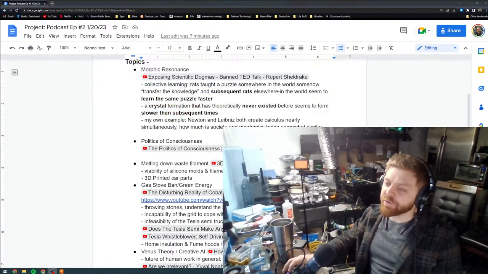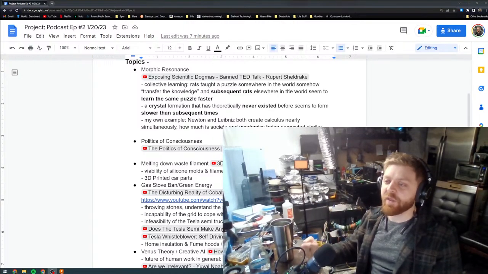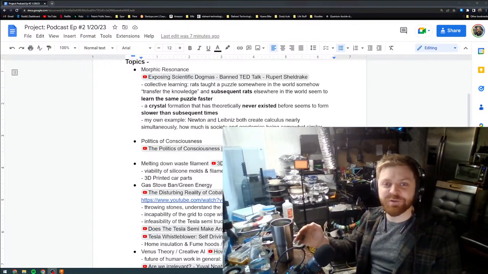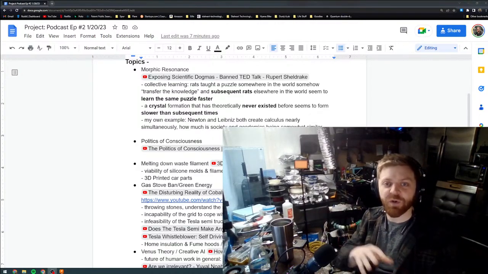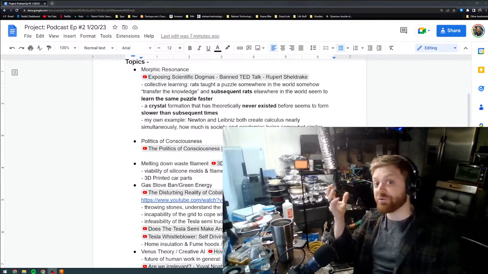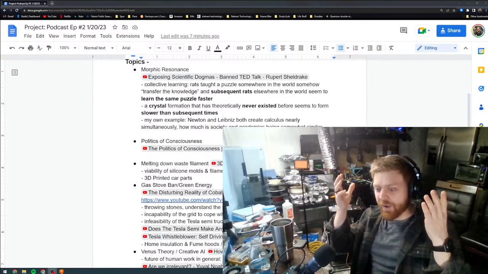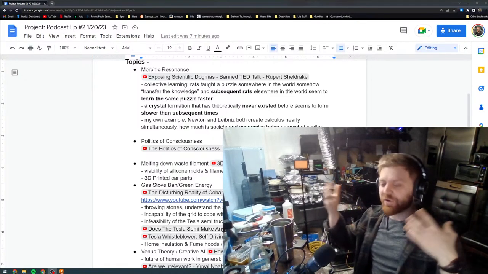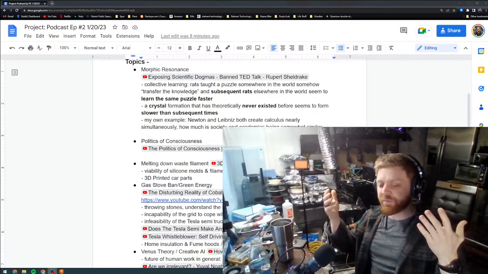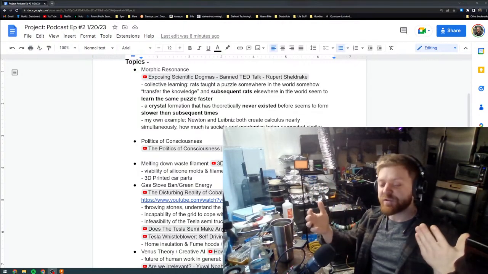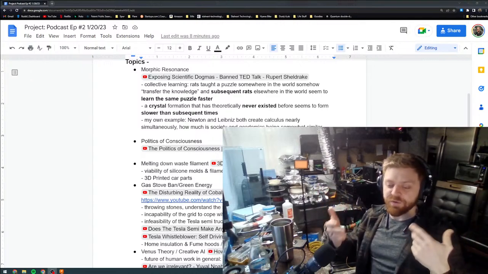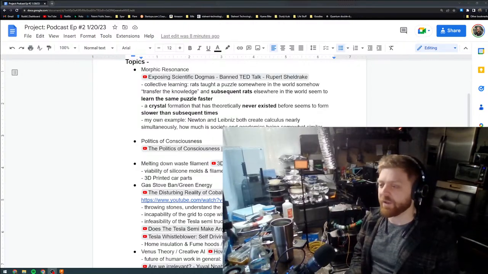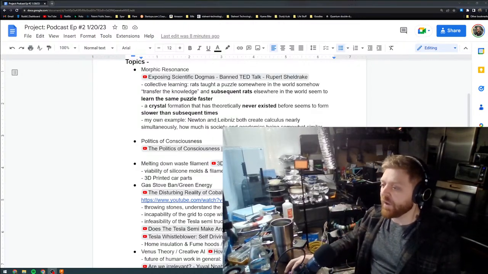So yeah, I wanted to look into this a little bit more. A biological example of this is that apparently rats that are taught a maze in one area of the world somehow, it's hypothesized, are transferring the knowledge, or some phenomenon is occurring where rats elsewhere in the world will also learn a similar or the same maze faster, and it's unclear why.